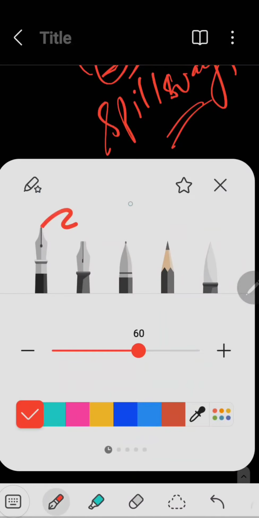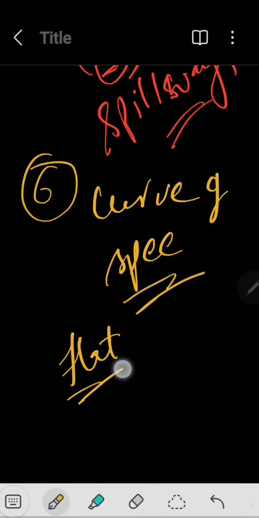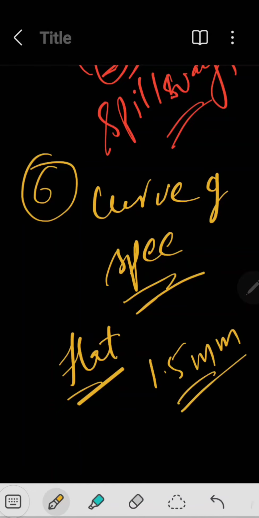And last but not the least, the last is about the curve of Spee. We have already discussed a lot about the curve of Spee. It is said that the normal occlusal plane should be flat. The curve of Spee should be flat and should not exceed more than 1.5 millimeters. So this was all about Andrew's 6 keys to normal occlusion. I hope it's clear to you.